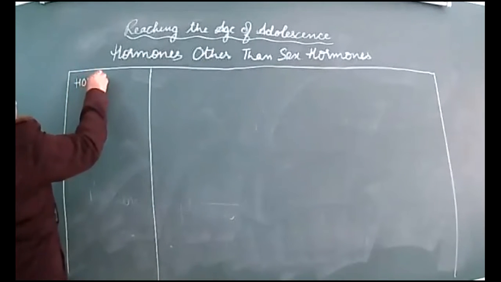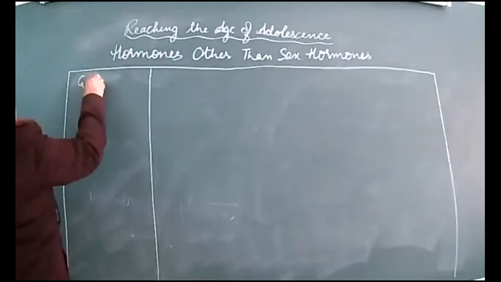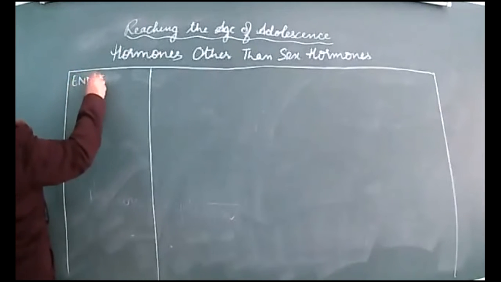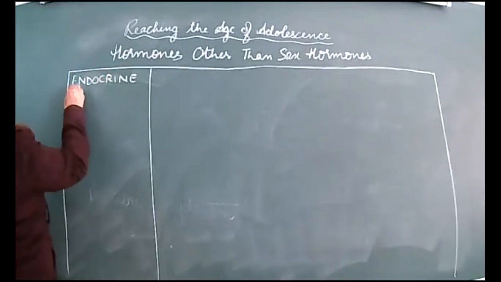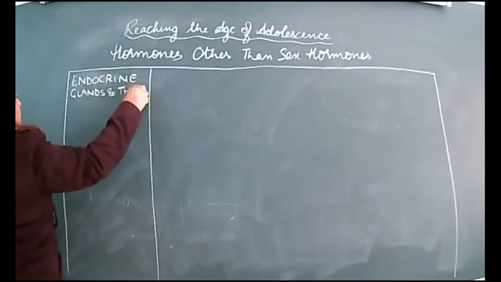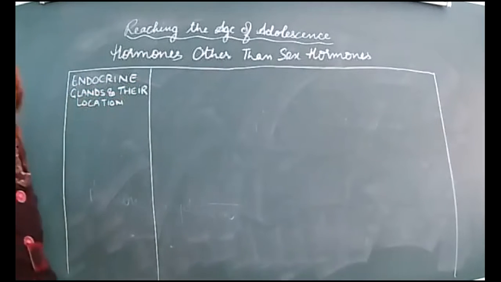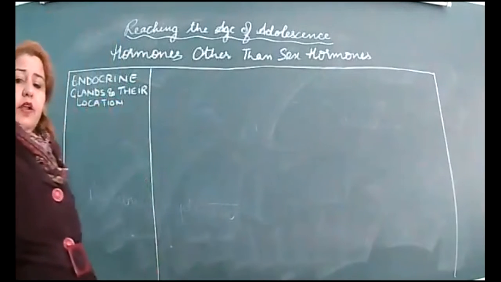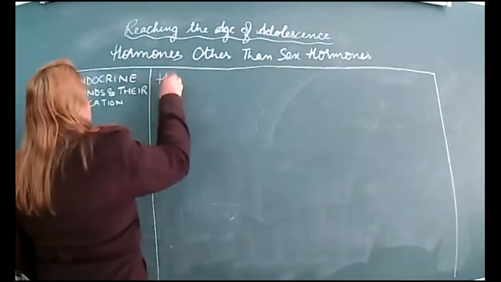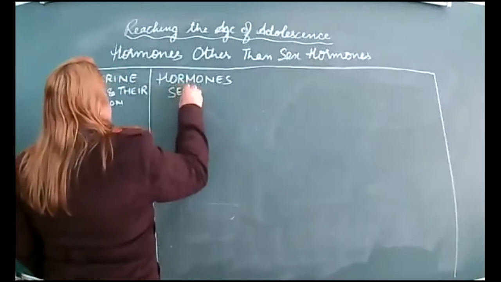Instead of hormones, write glands, endocrine glands, and their location, where these glands are present. The first point we will discuss is the endocrine glands and their position or location. Then what hormones they secrete.